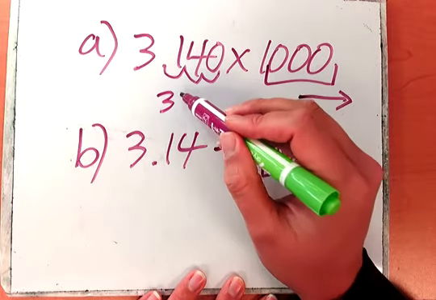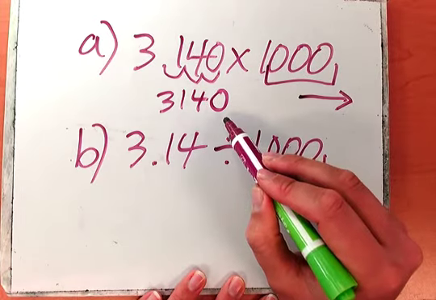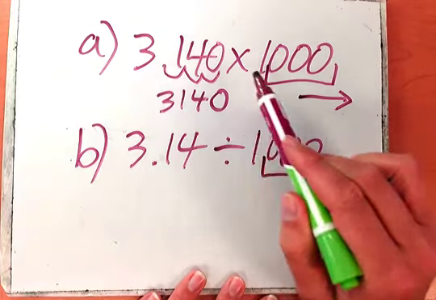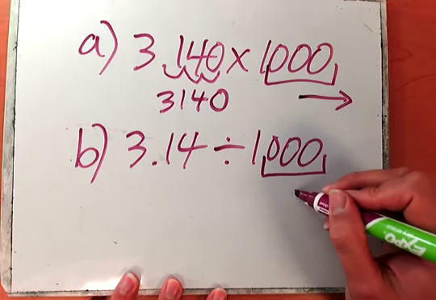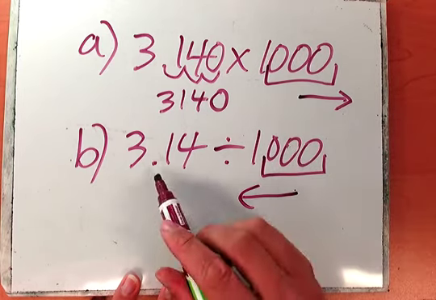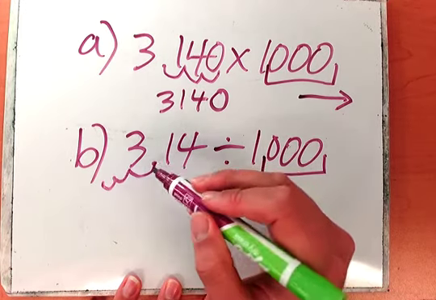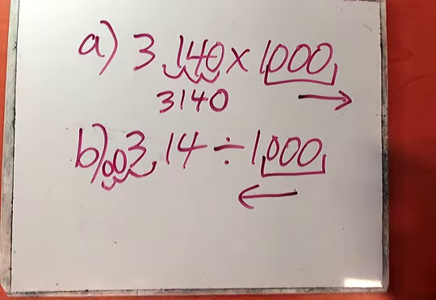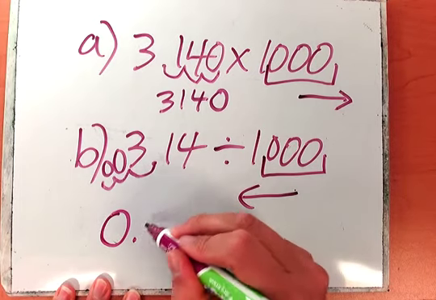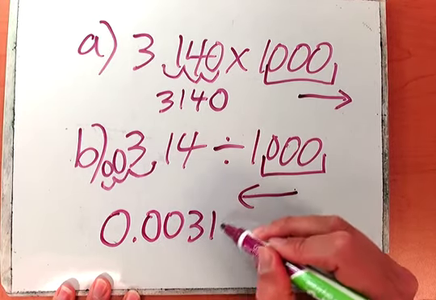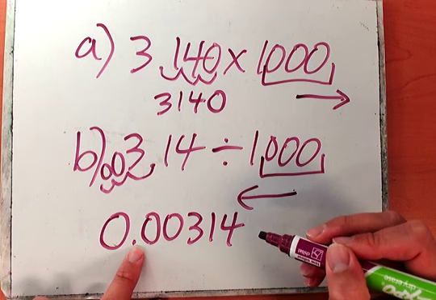So the answer would be 3,140. 3,140 is 3.14 times 1,000. Now divide. With divide, we actually have to move the decimal point that way. And so it goes 1, 2, 3, over. Don't forget there are phantom zeros. So the answer here is 0.00314, because I moved that over once, twice, 3 times.